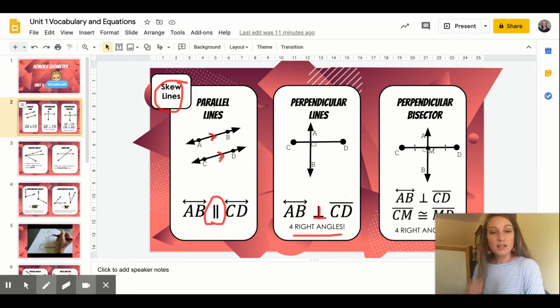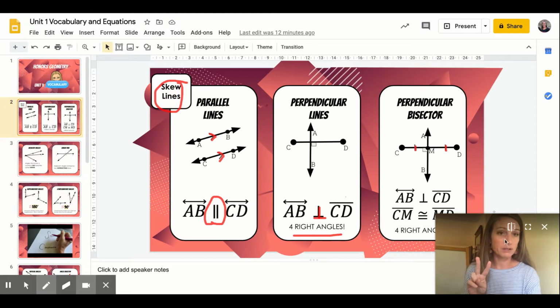The last one is perpendicular bisector. A perpendicular bisector is like combining perpendicular, so 4 right angles, and bisect. And remember, bisect means to divide something into 2 congruent parts. So a perpendicular bisector, line AB is your perpendicular bisector because it divides CD into 2 congruent parts. These are called hash marks. They show that the 2 segments are equal, they're congruent. So CM is congruent to MD, so that's what it says here underneath my picture.